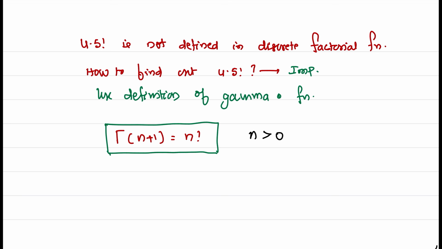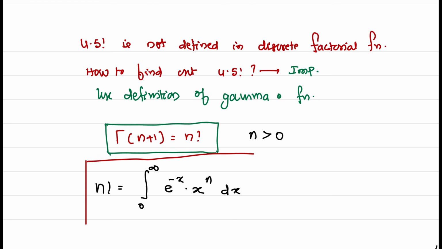Hence, factorial n from the definitions of the gamma function we will get as integral 0 to infinity. It's an exact formula. Factorial n is equal to integral 0 to infinity e to the power of minus x into x to the power of n dx, replacing n by n plus 1. This is the most important formula we have deduced from definitions of the gamma function.